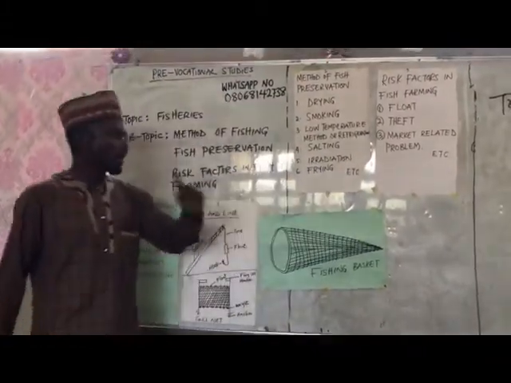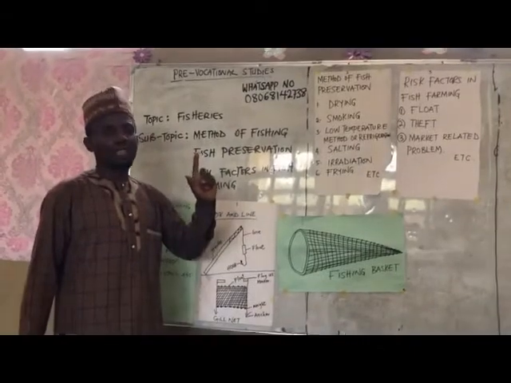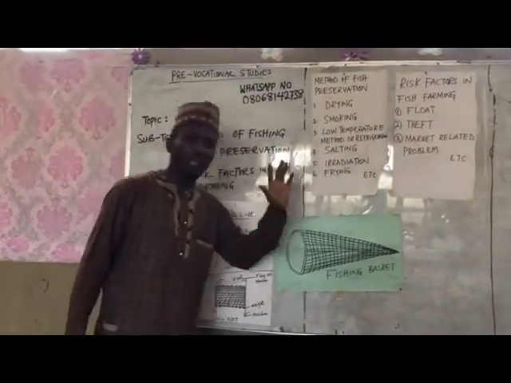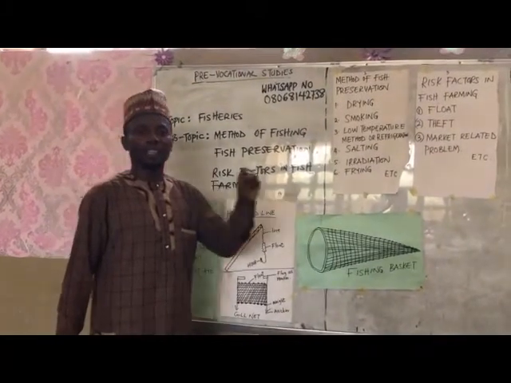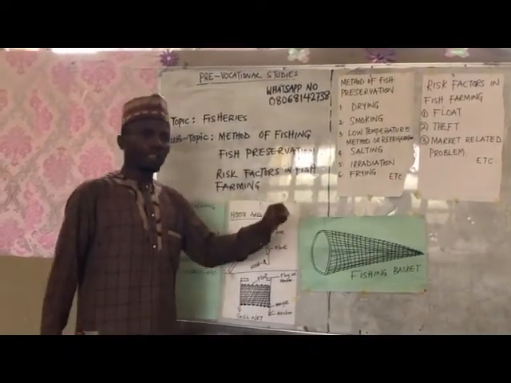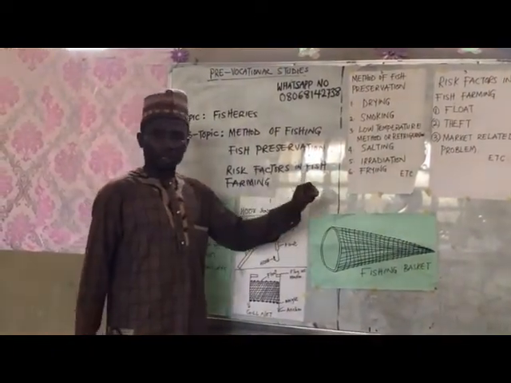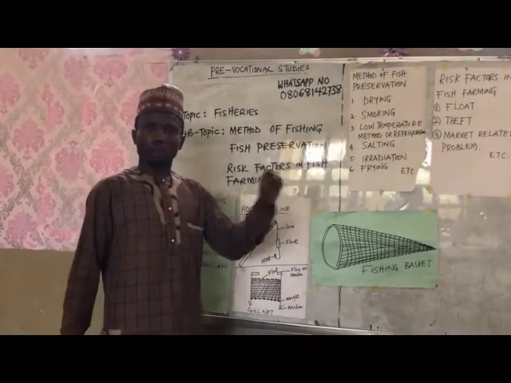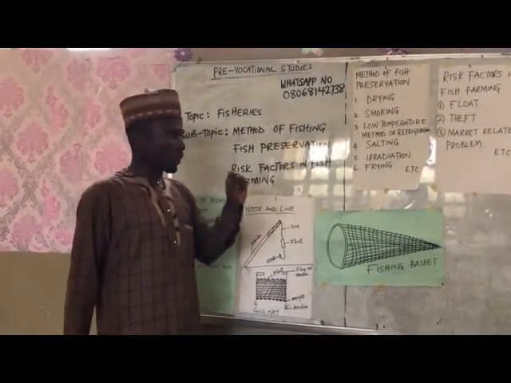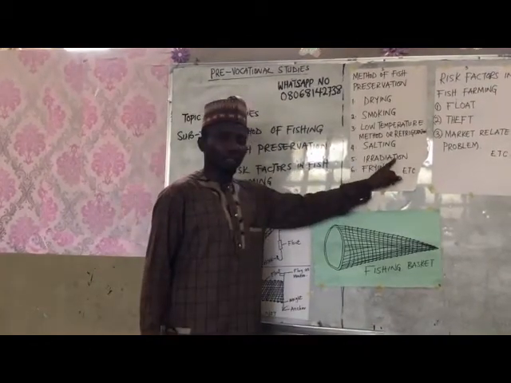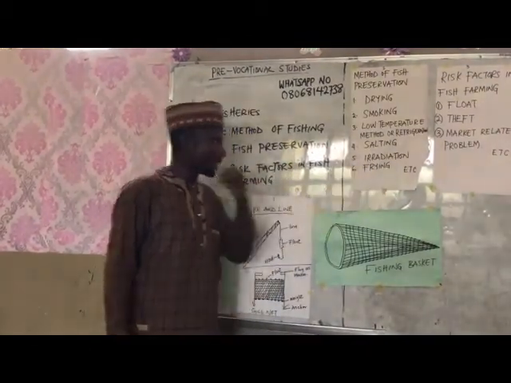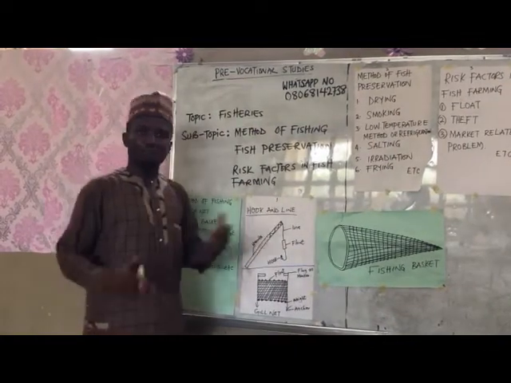Then we have irradiation. Irradiation, this method is not common in Nigeria. You use an irradiator to produce gamma radiation to kill bacteria that are capable of causing spoilage to fish.